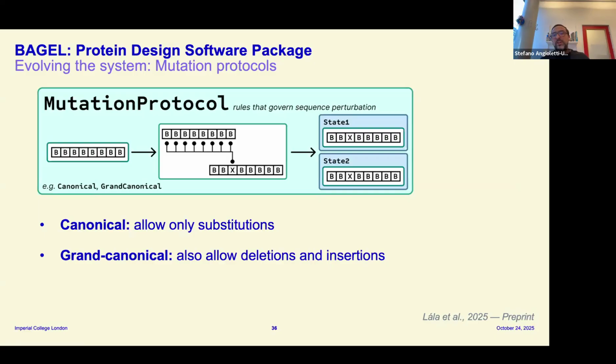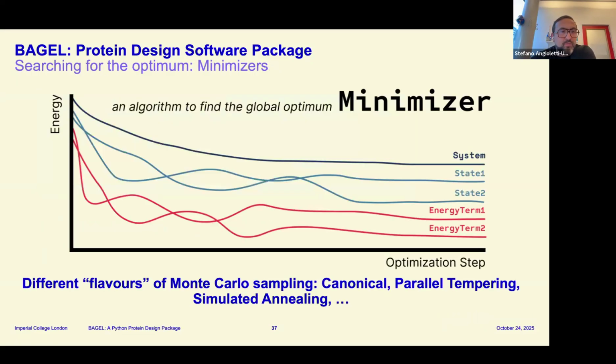For example, you can have a canonical protocol, where you only substitute one amino acid with another amino acid, but you can also have a grand canonical protocol where you also allow to insert or delete amino acids, or you can have many other types of protocols where, instead of inserting, deleting or changing an amino acid, you combine blocks of different amino acid chains. You can implement a mutation protocol as you want. It doesn't really matter. Each of those can be used interchangeably inside our algorithms.